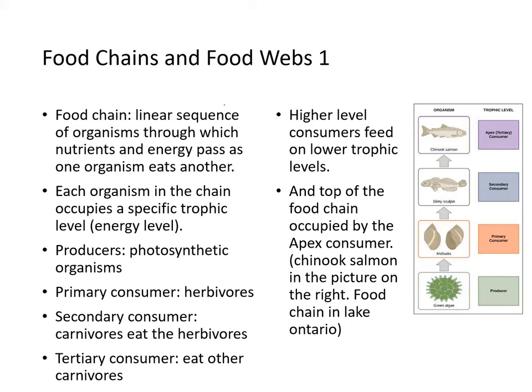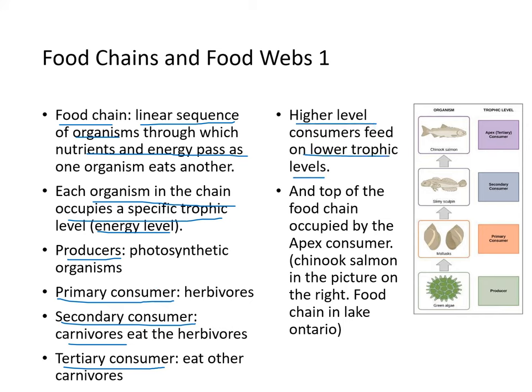Food chains and food webs show how matter and energy are moved. A food chain is a linear sequence of organisms through which nutrients and energy pass. Each organism in the chain occupies a specific trophic level, or energy level. They are the producers, photosynthetic organisms; primary consumers, herbivores; secondary consumers, carnivores that eat the herbivores; and then the tertiary consumers, which eat other carnivores. Higher-level consumers feed on the lower levels, and the top of the food chain is occupied by the apex consumer. Here's an example of an apex consumer in this ecosystem: the Chinook salmon, which eats slimy sculpin, which eats mollusks, which eat green algae, which produces sugar from CO2.